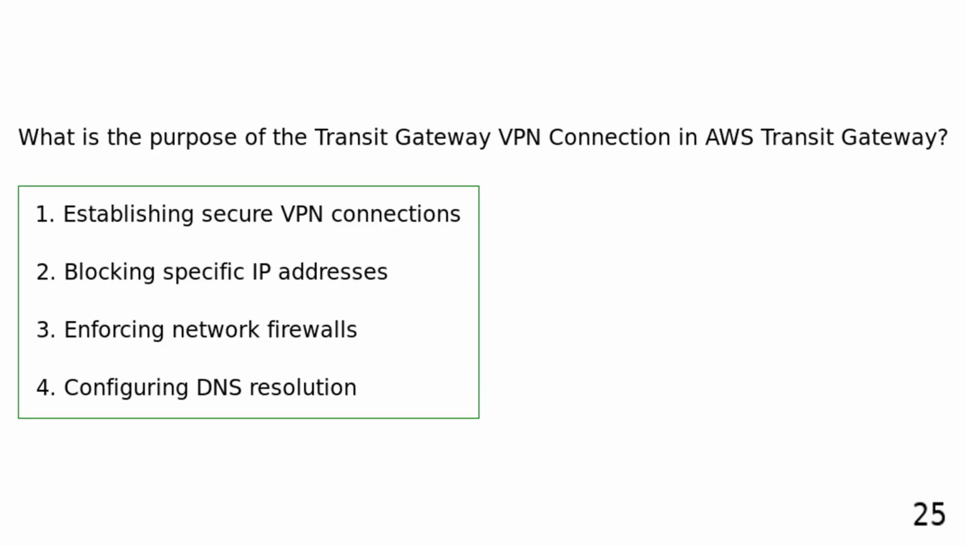What is the purpose of the Transit Gateway VPN connection in AWS Transit Gateway? Establishing secure VPN connections. Blocking specific IP addresses. Enforcing network firewalls. Configuring DNS resolution.